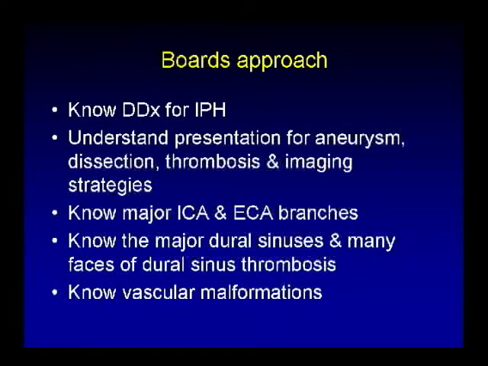So in summary for your boards, you're not as likely to get shown a conventional angiogram, so don't worry too much with that anatomy. Know the differential diagnosis for intraparenchymal hemorrhage, understand the presentation for aneurysm, dissection, and thrombosis that we've discussed, and your imaging strategies, what you're going to suggest next. Know your major ICA and ECA branches, and know the major dural sinuses and the many phases of dural sinus thrombosis, so keep this one in mind for any intraparenchymal hemorrhage, and know the congenital vascular malformations that we discussed.